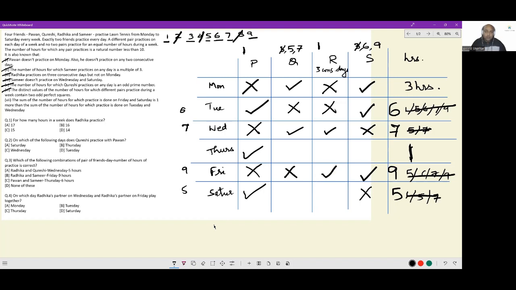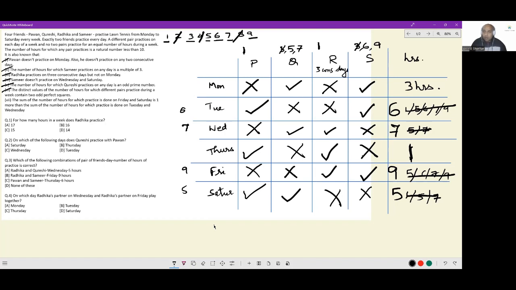This is gone. We know Radhika was supposed to work out for 3 consecutive days. So, it has to be, sorry, not this. It has to be work out here. Pawan and Radhika, 1 hour. This is also done. Radhika's 3 days are identified. Samir's 3 days are identified. The only person whose 3 days are not identified are Pawan and Qureshi.